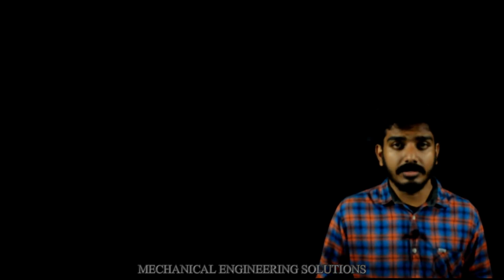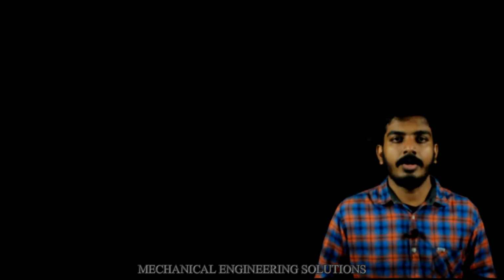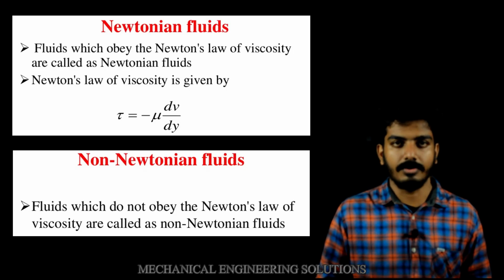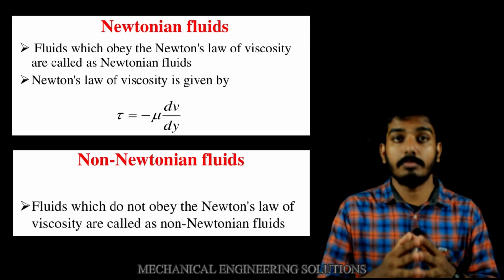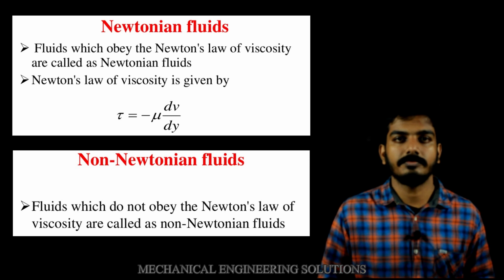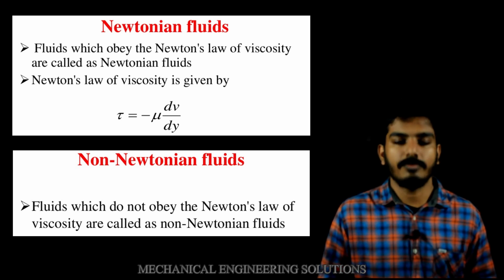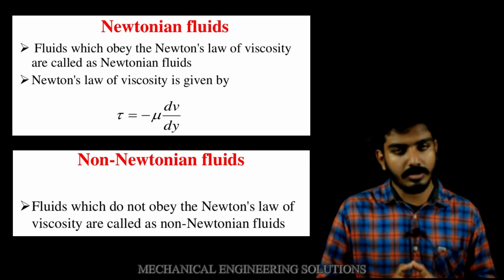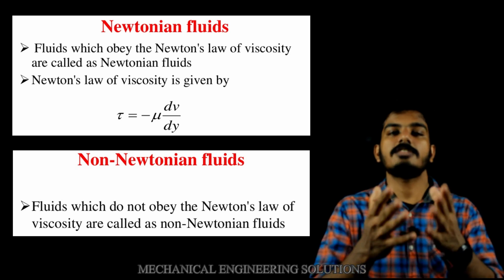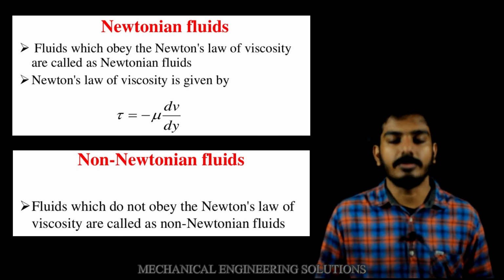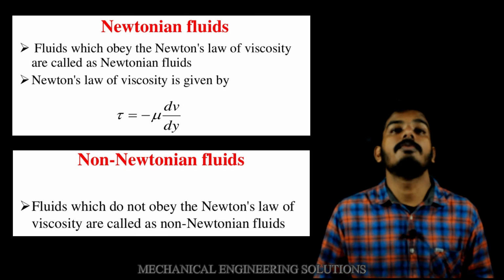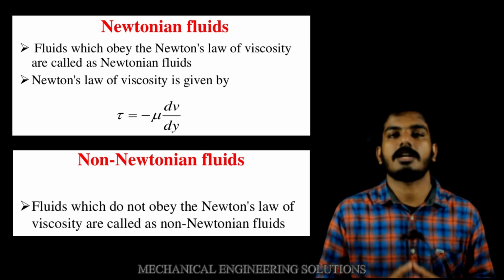When we come to fluids, there are two types of fluid, the Newtonian fluid and the non-Newtonian fluid. Newtonian fluids are the fluids which obey Newton's law of viscosity. And of course, the non-Newtonian fluids don't obey Newton's law of viscosity. All the things we discussed above are about Newtonian fluids, and we will study the non-Newtonian fluids in the next class.